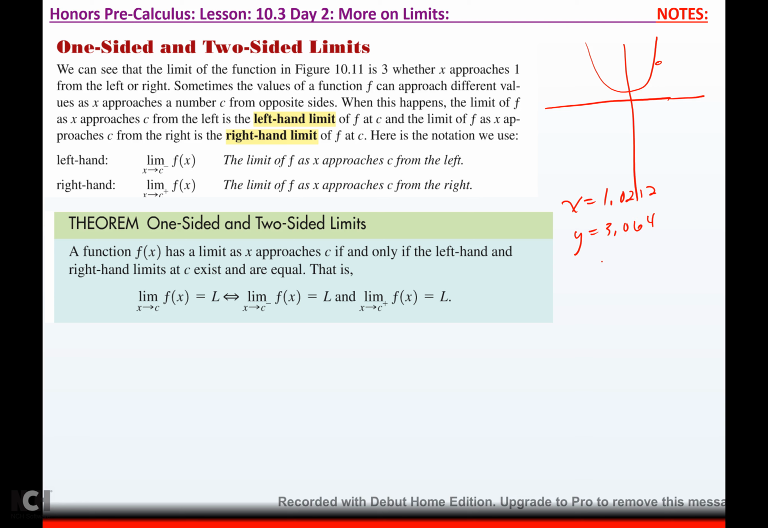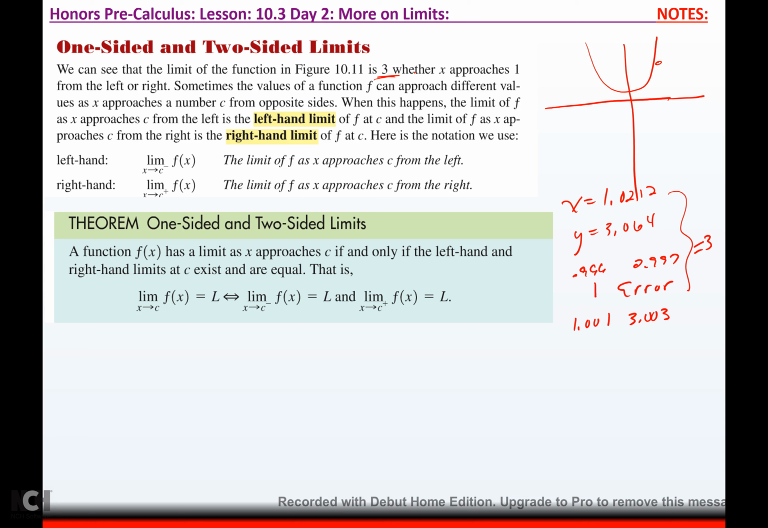If I look at the table of this thing, at 1 there's an error. At 0.999 it was 2.997. At 1.001 it was 3.003. So I'm saying the limit is 3. That's what the picture showed, whether x approaches 1 from the left or the right.